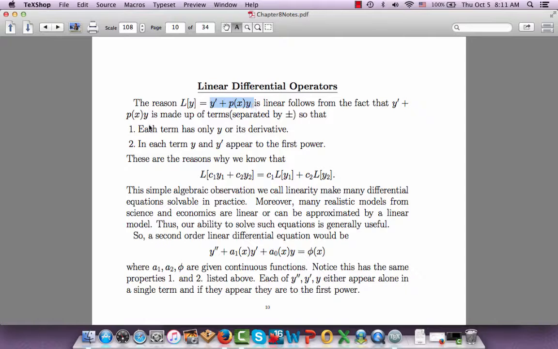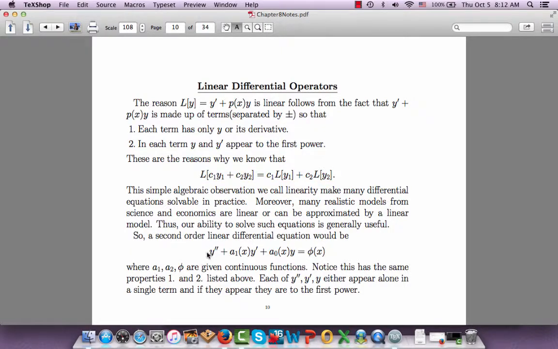So as long as you see y and each of its derivatives appearing in only one term by themselves, and when you see them, you only see them to the first power, that's what a linear operation is. That is what is required so that you can simplify. You plug in a linear combination and the output is just a linear combination of the outputs. That's all it is.